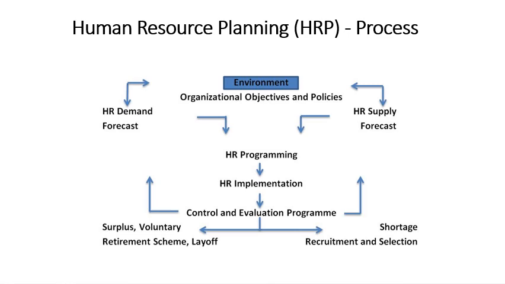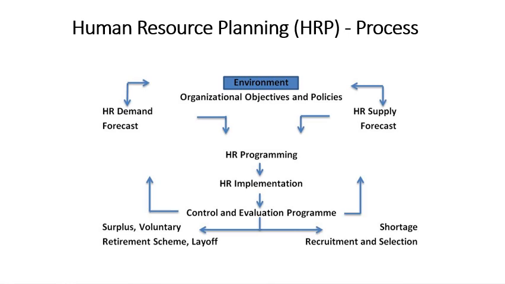So if in the HR supply forecast, the HR department comes to know that there is a shortage of manpower, and they require new manpower from an external source, then the company will plan for recruitment and selection. They have to take new manpower from the external environment, so they will start recruitment and selection.